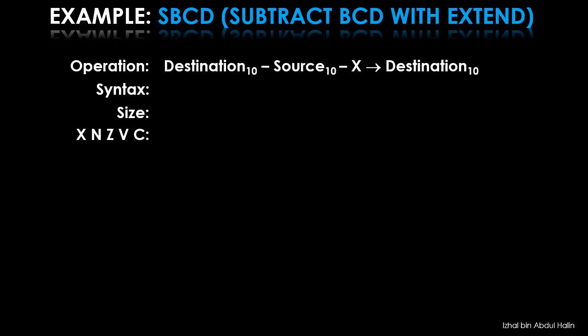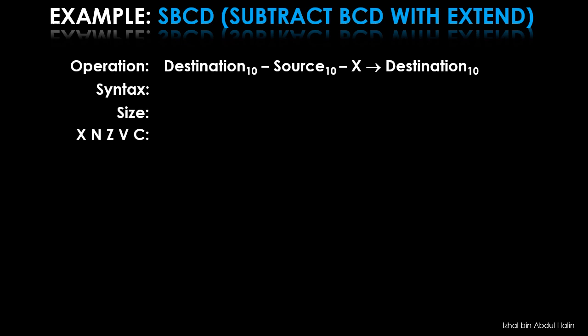The next instruction is the SBCD instruction. It is short for subtract binary coded decimal with extend. Let's look at the operation, syntax, operand size, and its effects on the condition code register's flags. The operation is to subtract the source operand and the X flag from the destination operand. The results are stored in the destination operand.